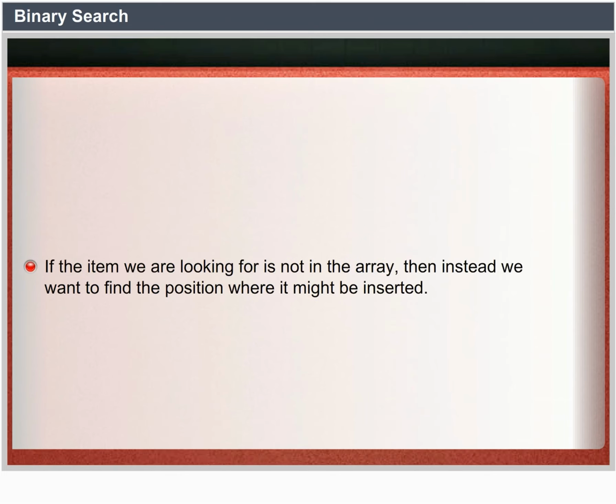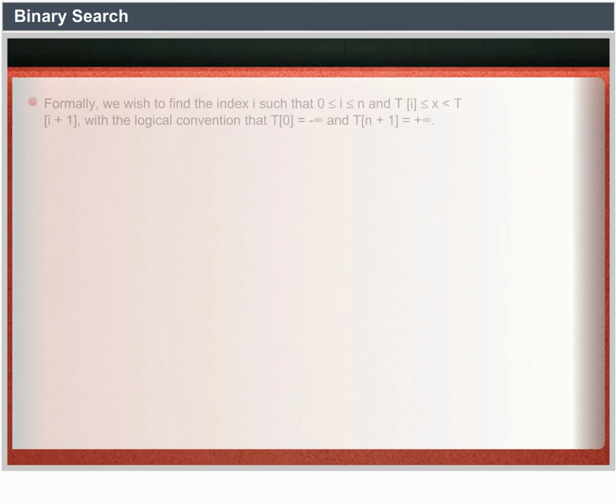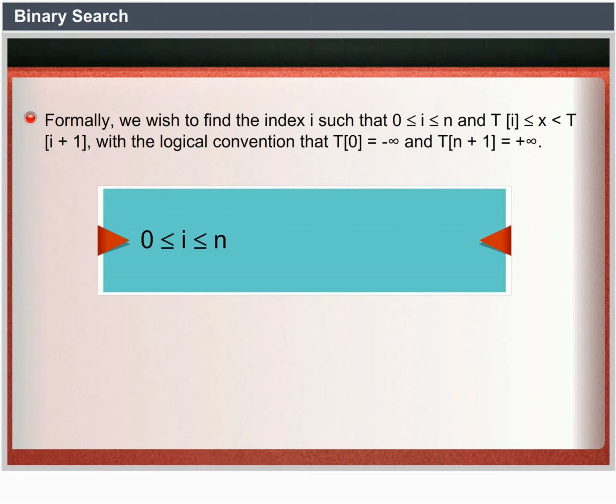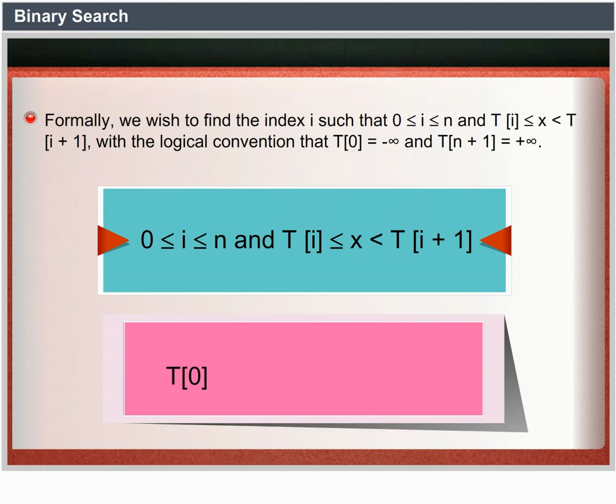If the item we are looking for is not in the array, then instead we want to find the position where it might be inserted. Formally, we wish to find the index i such that 0 ≤ i ≤ n, and T[i] ≤ x < T[i+1], with the logical convention that T[0] = −∞ and T[n+1] = +∞.